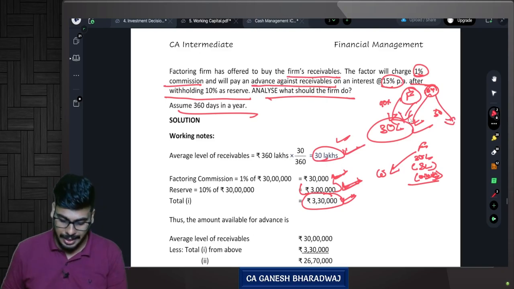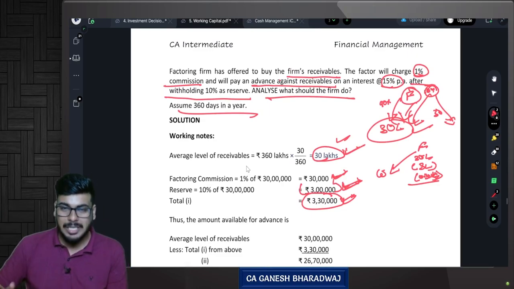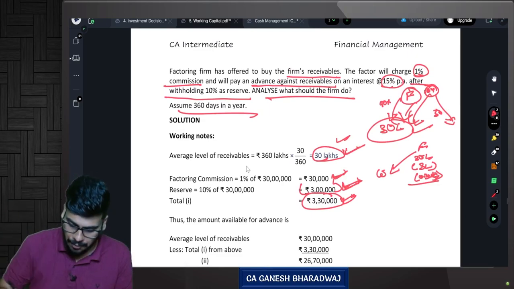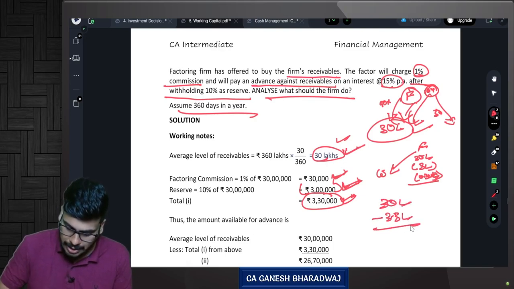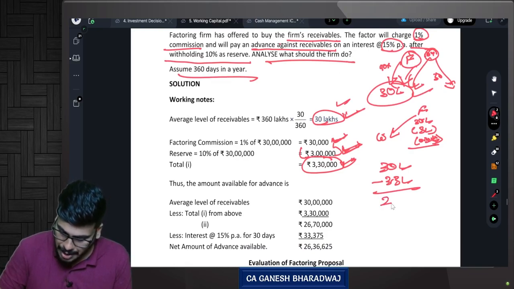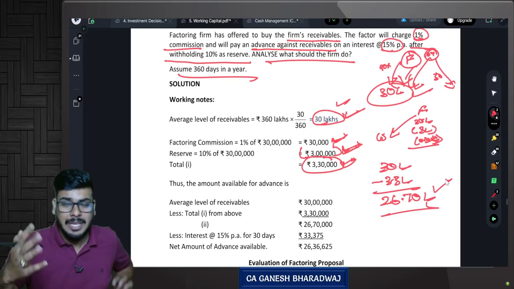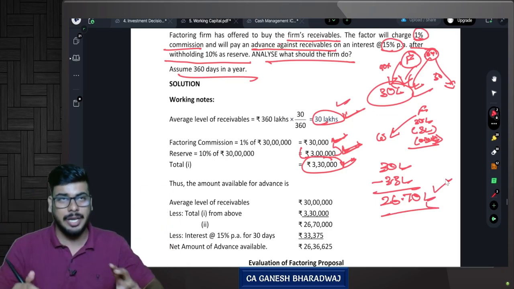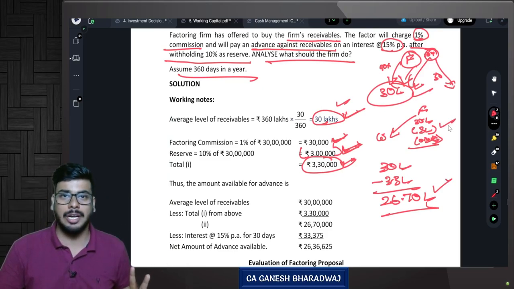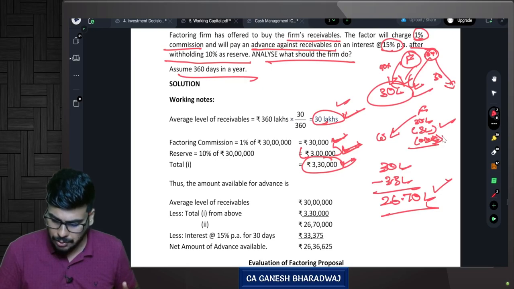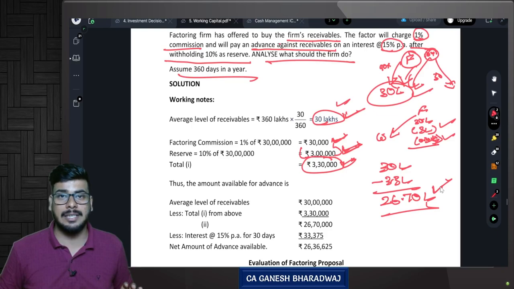Now, not just that, he is saying one more thing. Technically, how much is the amount that he is going to release for funding? 30 lakhs minus 3.3 lakhs, correct? So this is technically how much, guys? This is going to be 26,70,000. So he will release 26,70,000 to you today itself. Today, you have made the sale, so you are going to a factor. The factor says, I will pay you 30 lakhs, but wait, I will withhold 3 lakh rupees pertaining to my reserve, 30,000 rupees pertaining to my commission. So I am going to fund you today itself. I will pay you 26,70,000, correct?